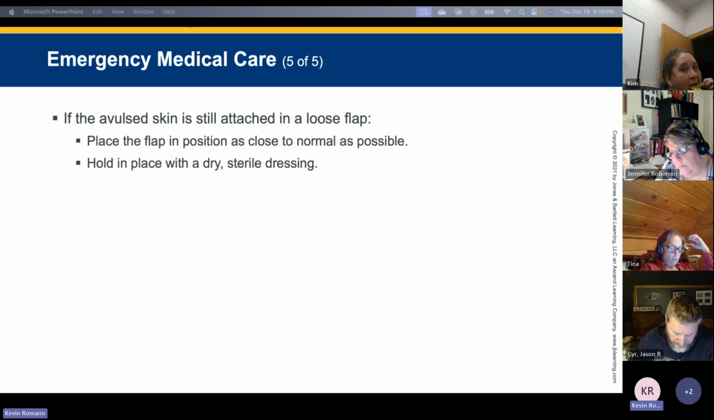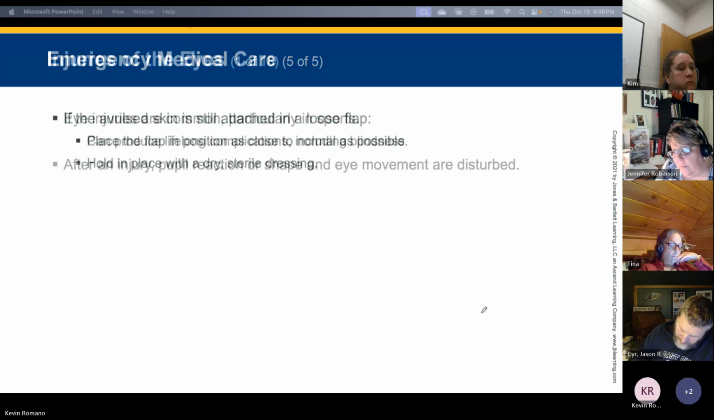If there is skin attached in a loose flap, place it back in a position that is as close to normal as possible. So you put it back onto the skin.